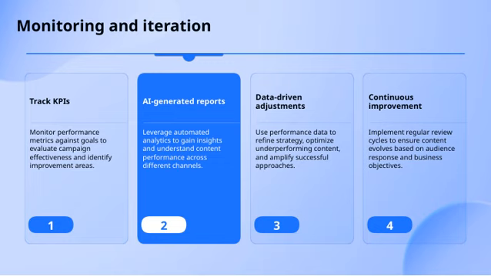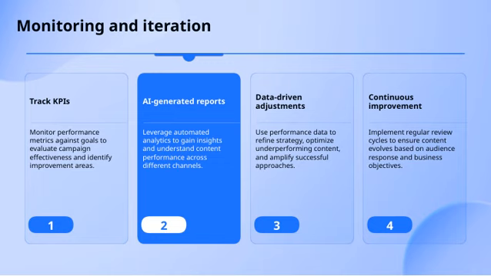Next, we can leverage AI-generated reports. Automated analytics give us quick, insightful overviews of content performance across different channels, saving us time and providing a clearer picture of what's working and what isn't. Then, using that performance data, we can make data-driven adjustments. This means refining our strategies, optimizing content that isn't performing as well, and amplifying approaches that are resonating with our audience. It's all about being agile and responsive.